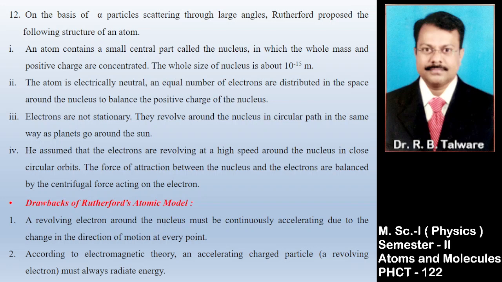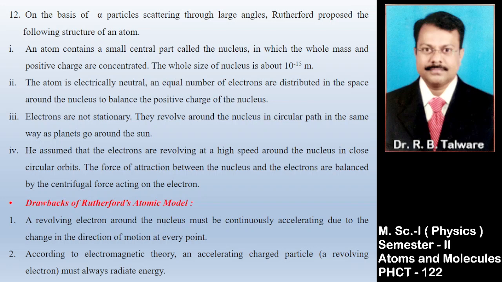Now next, he assumed that the electrons are revolving at a high speed around the nucleus in closed circular orbits. The force of attraction between nucleus and electrons is balanced by the centrifugal force acting on the electrons. They are rotating under the centrifugal force, positive as well as negative force. Okay. Then some drawbacks come in this model.